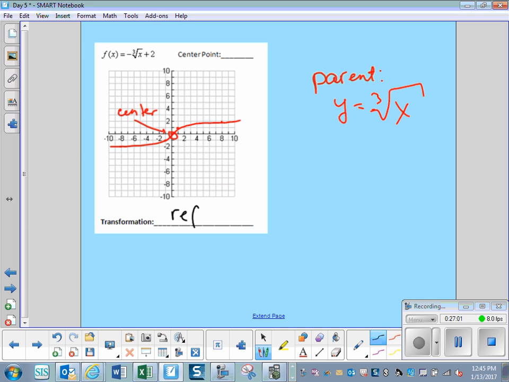Reflect. Is it left 2? Is my plus 2 under the square root? I mean third root? No. So is it h or k? Up 2. So two transformations, one reflect, the other one is up 2. So what do you think is my new center?